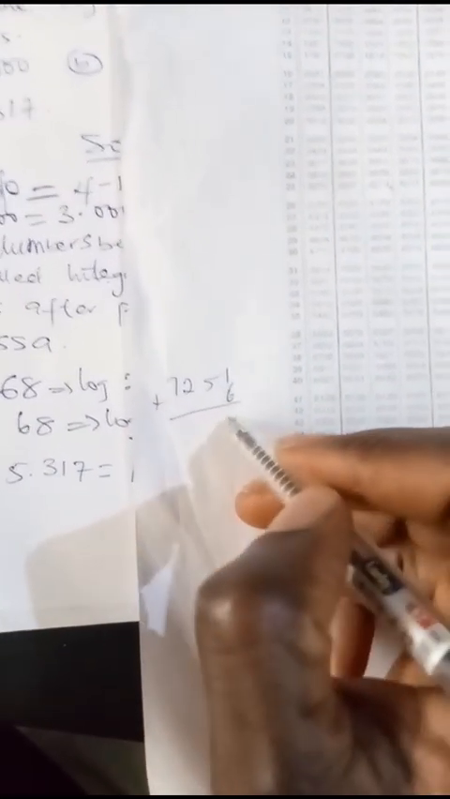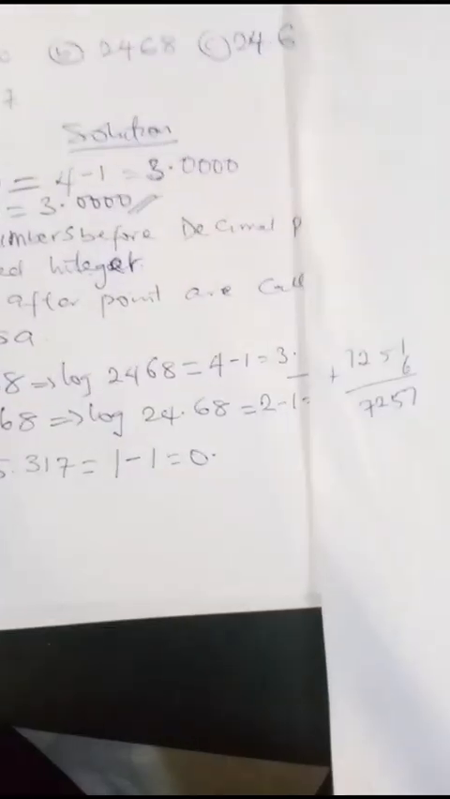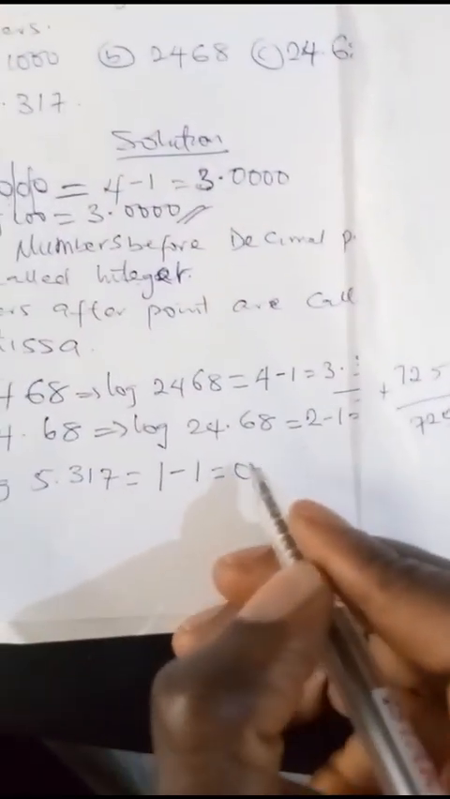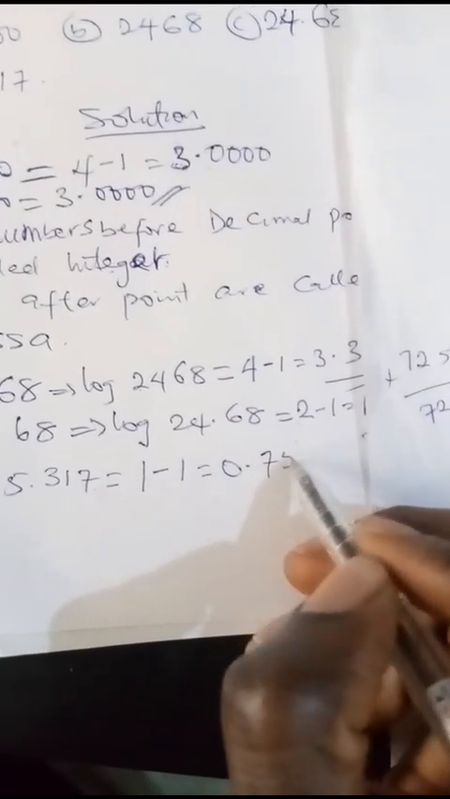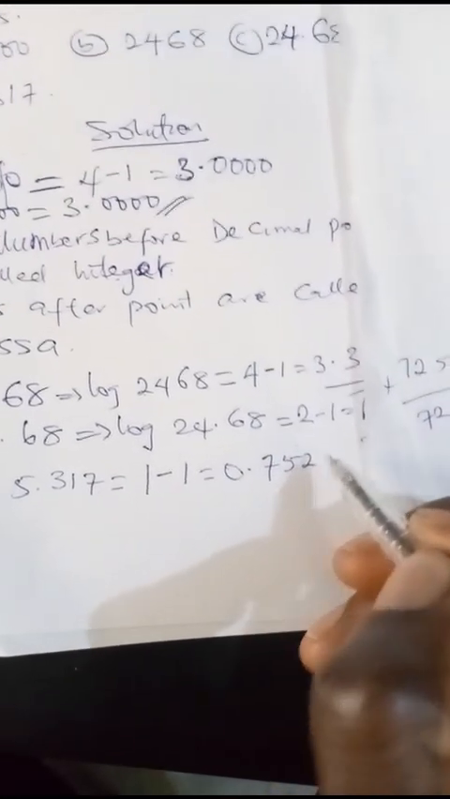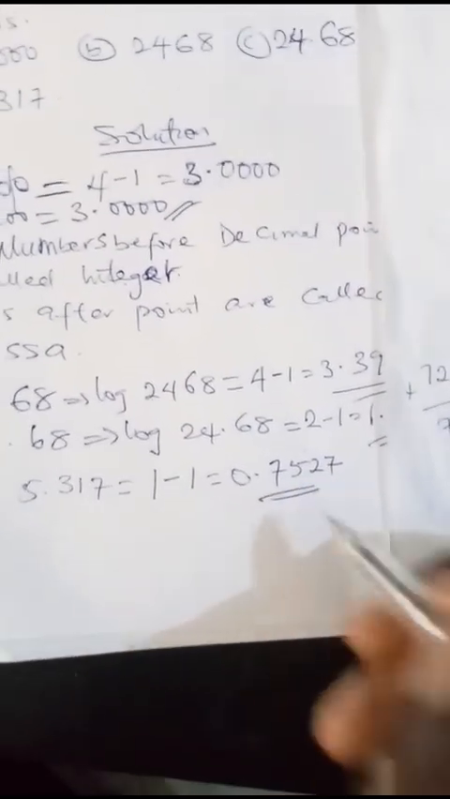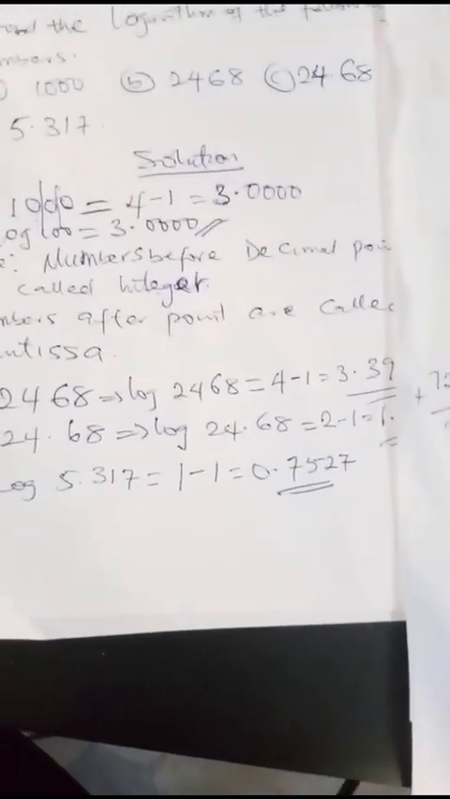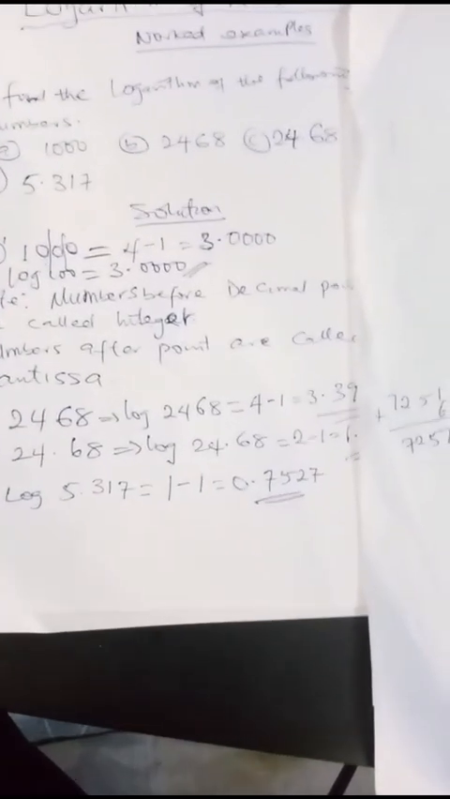So by the time you have 7, 5, 2, 7. So that's your logarithm. So your answer is 7527. This is the answer. Please, do we understand what we've done so far? All right, let's continue.